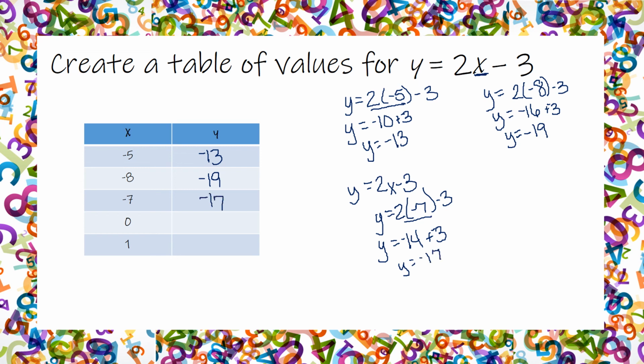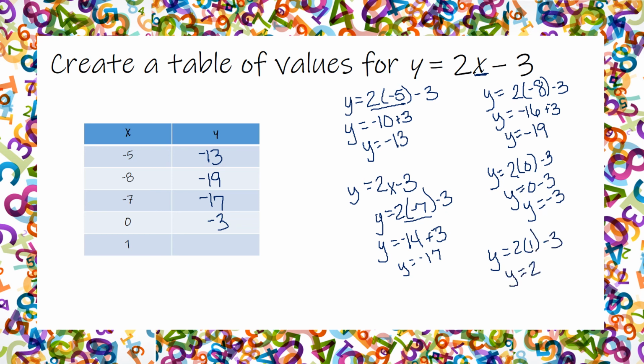Now 0. I like 0 because it's one of the easiest ones, because when you plug in 0 and multiply by it, it's just 0. So 2 times 0 is 0, minus 3. Well, that's just negative 3. And then last we have 1. y equals 2 times 1 minus 3. So 2 minus 3, or plus a negative 3, is negative 1. And that is it. All you have to do is plug them in.